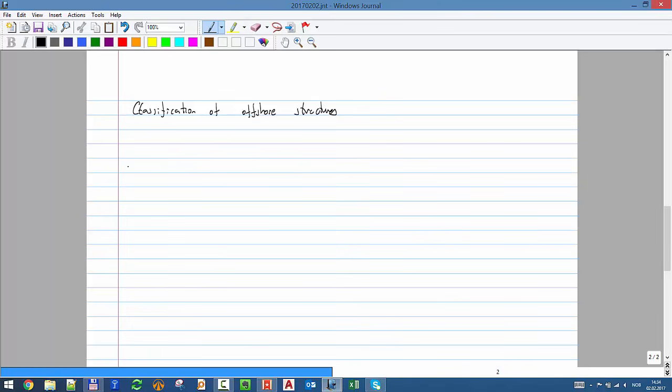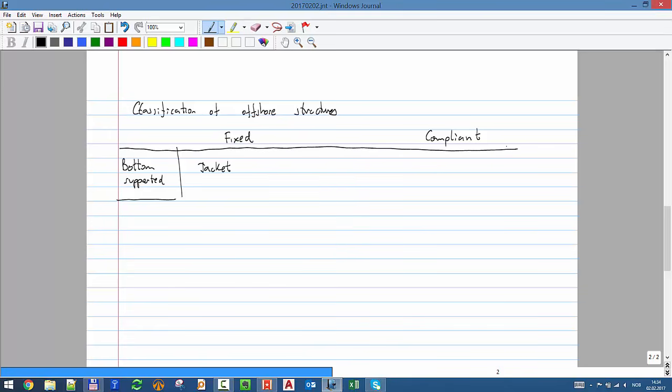how we can make a very rough classification of offshore structures. First we have bottom supported, and here we have two categories: fixed and compliant. For fixed we have, and we are going to show right away a picture, a jacket. Bottom supported means they are somehow fixed, and most of the weight is lying on the seabed. It's transferred to the seabed.